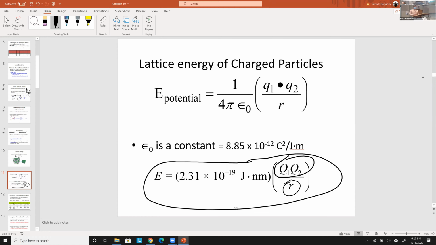Because if you have a +1 and a -1, that's going to be 1, right? If you have a +2 and a -2, what's that going to be? 4, right? So if you increase the charges by 1, you get 4 times the lattice energy between them. And if you get +3 and -3, you have 9, right? So it goes up in squares. So what I'm trying to say is that the bond strength is the main determining factor in the lattice energy, as opposed to distance.